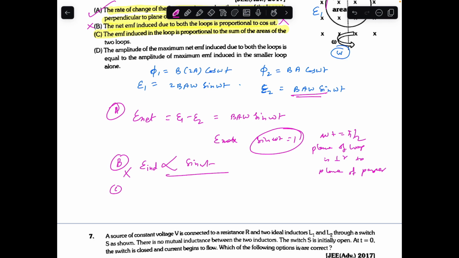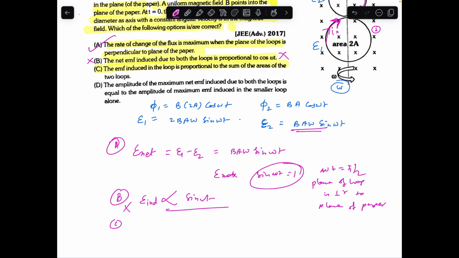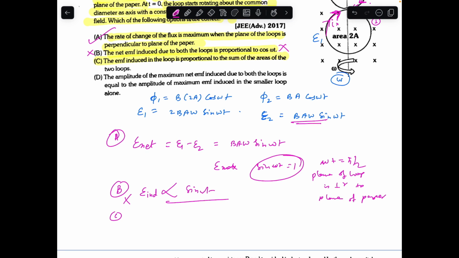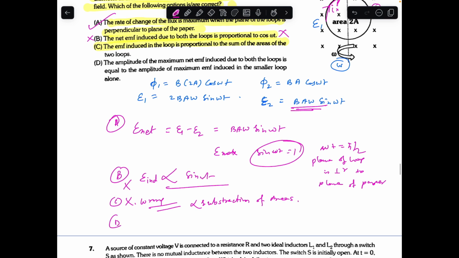Option C. The EMF induced in the loop is proportional to the sum of areas. No. Induced EMF, if it were the sum of areas, then it would be 3 BA omega sin omega t, correct? But it is BA omega, so it is wrong. C is also wrong. Okay. The answer will be subtraction of areas. Proportional to subtraction of areas.